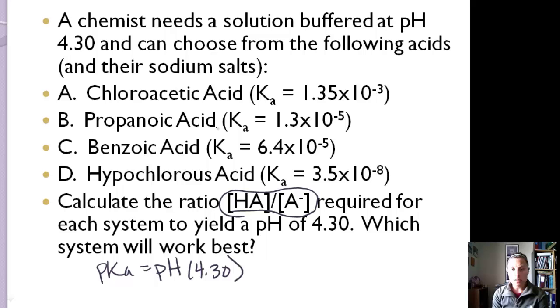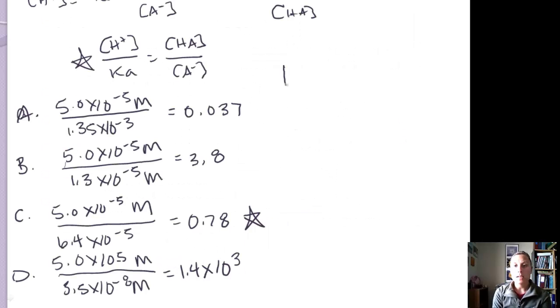Okay, so this is where we got all of our Ka values. They were given to us. Okay, so solution C was benzoic acid. So that means that benzoic acid is the best solution to use.